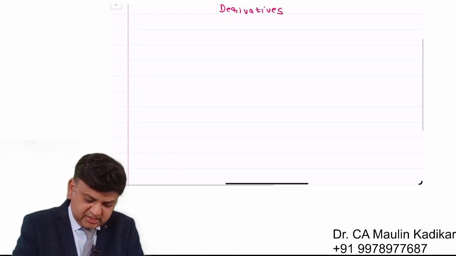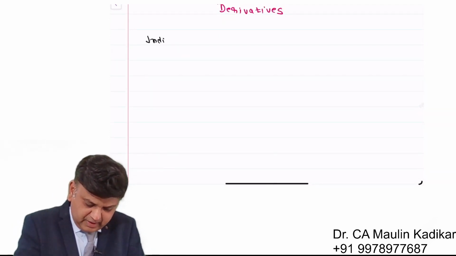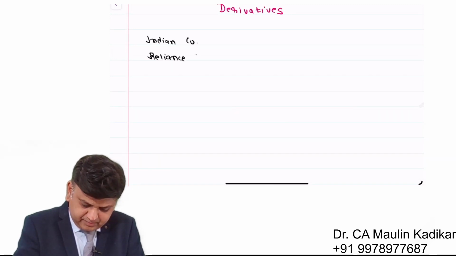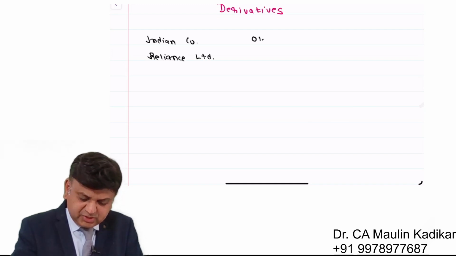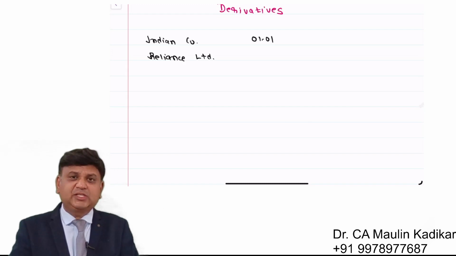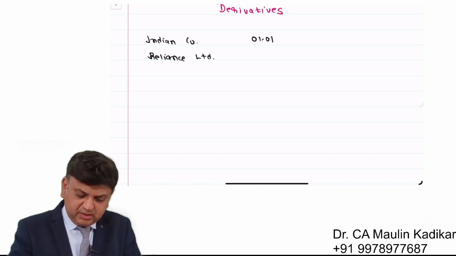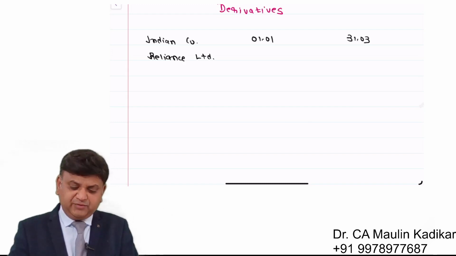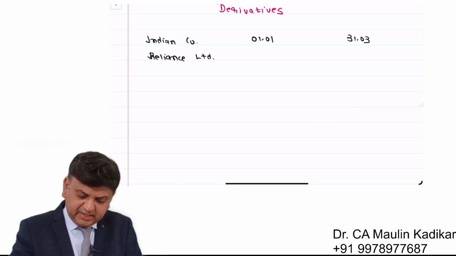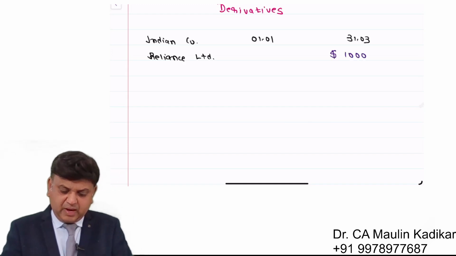Let us say that there is an Indian company called Reliance Limited, and let us say that this company has sold goods or exported goods on 1st of January, and it is going to receive the consideration in dollar currency after 3 months, and the amount of the consideration that it is going to receive is $1,000.